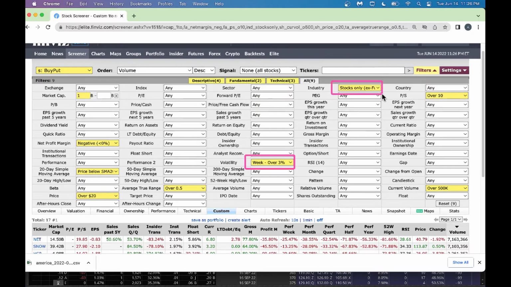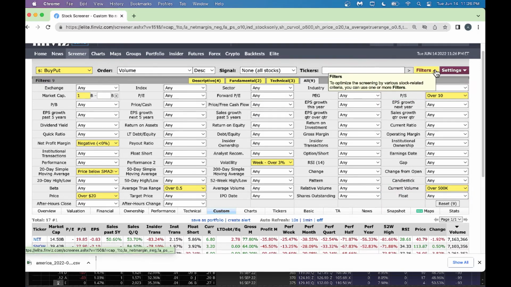Industry, I look at stocks only for this screen here. Price to sales ratio over 10. That tells you these are really high valuation names, so these can come down, as Wall Street does not like high valuation, money losing companies. And volume is more than 500k. So with that, let me now turn this filter off here, so that we can look at the stocks.